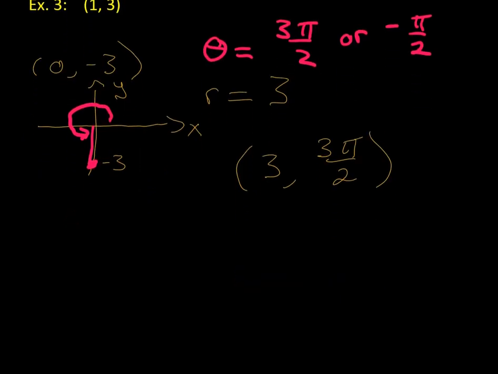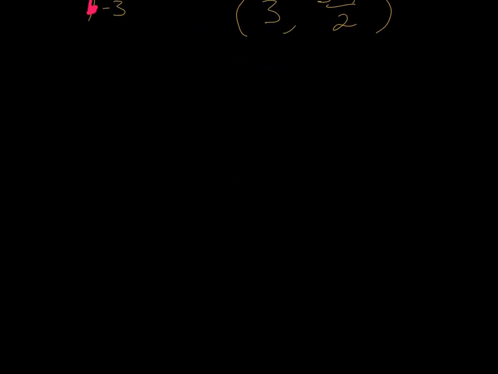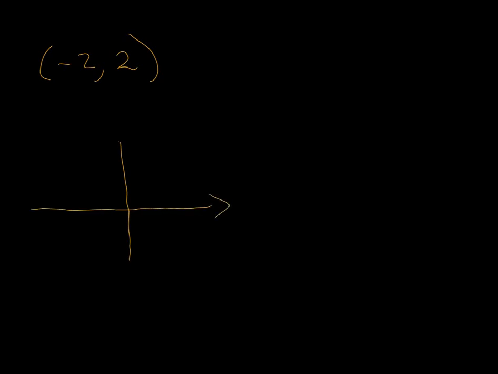Second example. We have the point (-2, 2). And that particular point lies in which quadrant? That's right, second quadrant. And I'm going to sketch this out so we can see r and theta. That point there, we have two pieces of information to find.